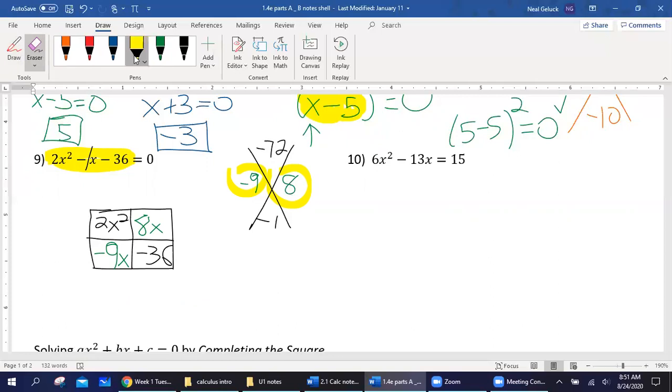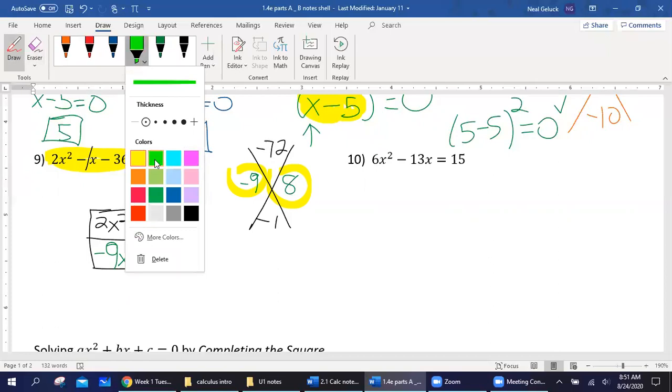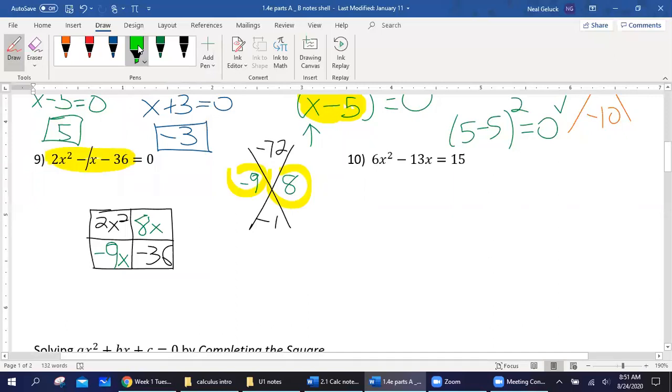Now what I'm going to do is basically the reverse of a Punnett square that you might have heard of in a bio class. I'm going to bring out the greatest common factor of this top row. The greatest common factor of 2x squared and 8x is 2x. I'm going to then do the same thing on this bottom row. I'm going to bring out the greatest common factor between negative 9x and negative 36.